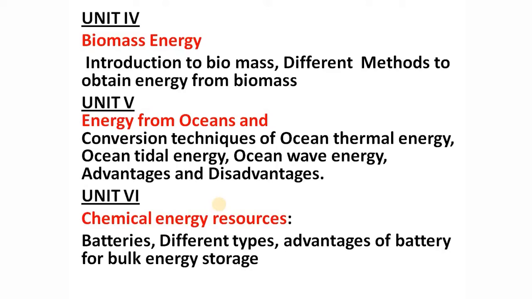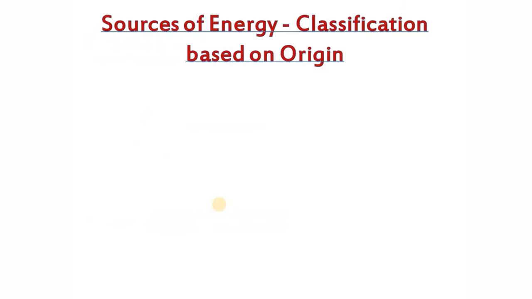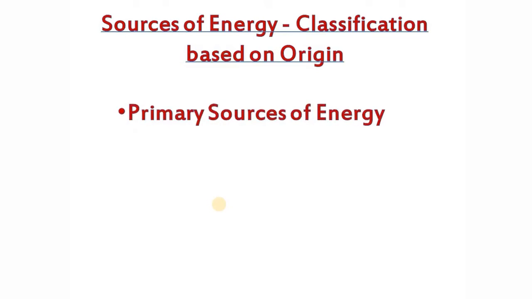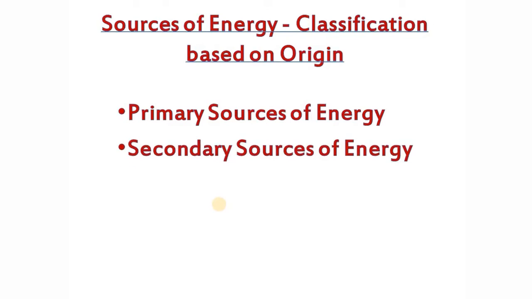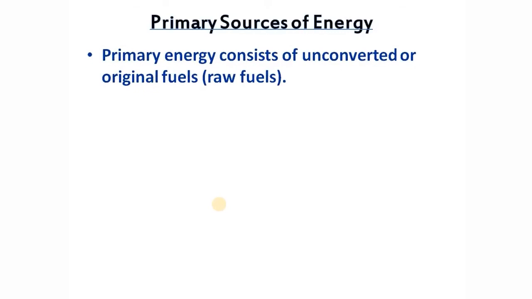So this is the description of the entire syllabus in a nutshell. And finally, you have this classification. This is yet another classification of energy on the basis of origin, or you can say the basis of production. The first one is called the primary source of energy, and the second is the secondary source of energy. We will look first at primary. What is meant by a primary source of energy?